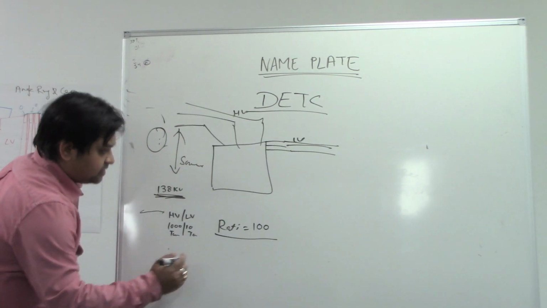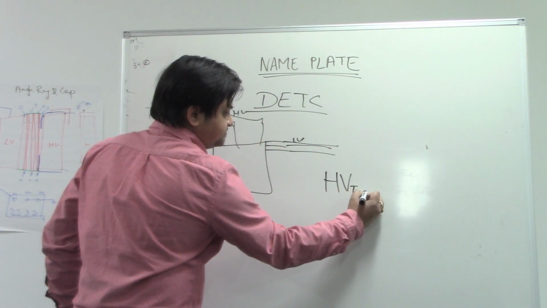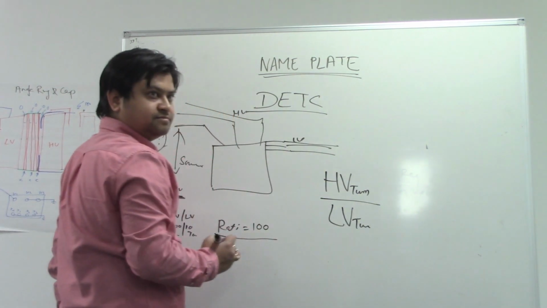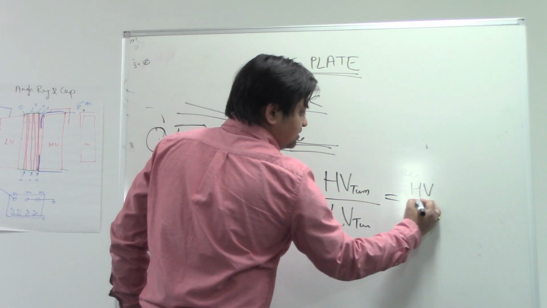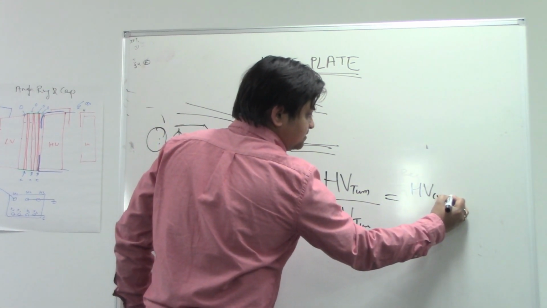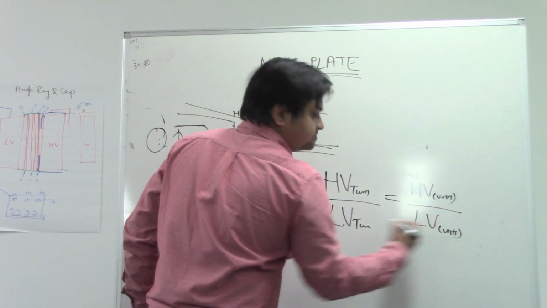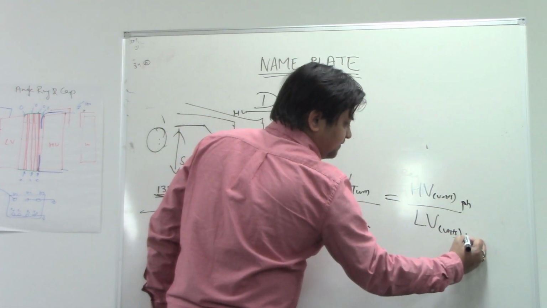So if I write it here, high voltage turns divided by low voltage turns is actually equal to high voltage volts divided by low voltage volts. Okay, and this is always phase voltages.